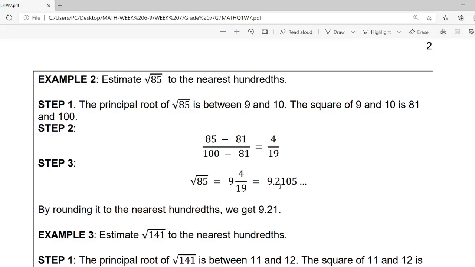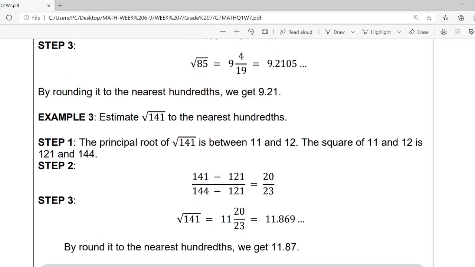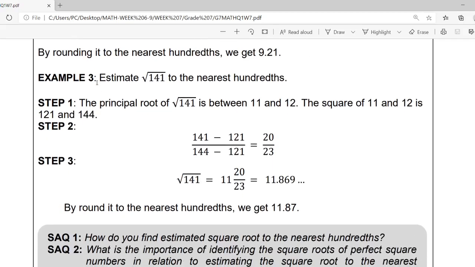9 divided by 14 is 0.2105 and so on. Then round it to the nearest hundredths. So you will not add 1 because the next number is 0. So that will just retain to 9.21. Okay, that's it. Next, example 3, we have estimate 141 to the nearest hundredths again.